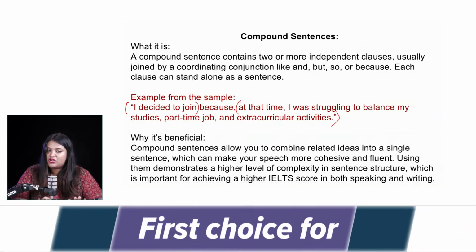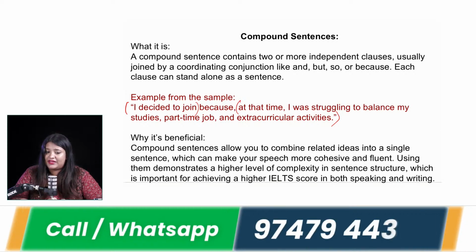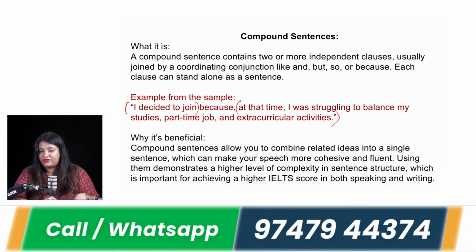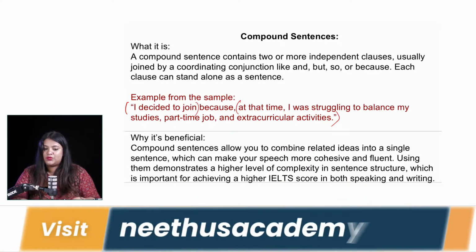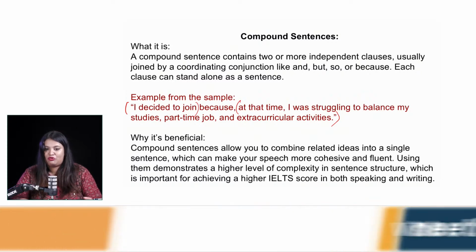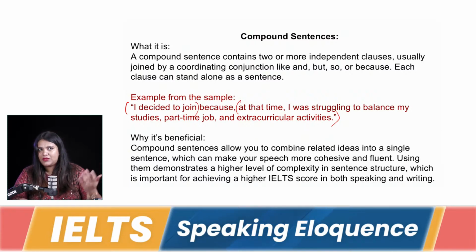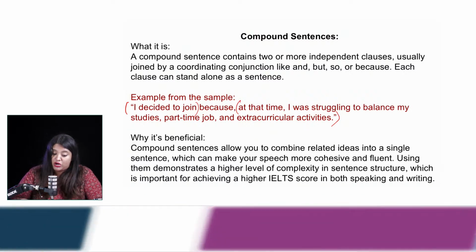Okay, so this is the compound sentence I have used. So always remember, compound sentences can be used when you have related ideas and you want to make it look like one, to show that you have good cohesiveness and good fluency to speak. So what you can do is connect two independent clauses, or two or three independent clauses, using words like and, but, so, or because, and then you will have a compound sentence.